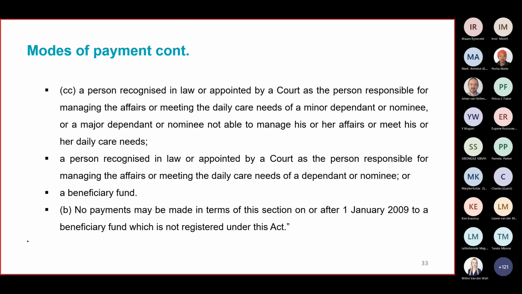So that would be your guardians, for example, or a major dependent or nominee not able to manage his or her affairs or meet his or her daily care needs. So that would be your curator ad litem or your curator bonis, as the case may be. A person recognized in law or appointed by a court as the person responsible for managing the affairs or meeting the daily needs.